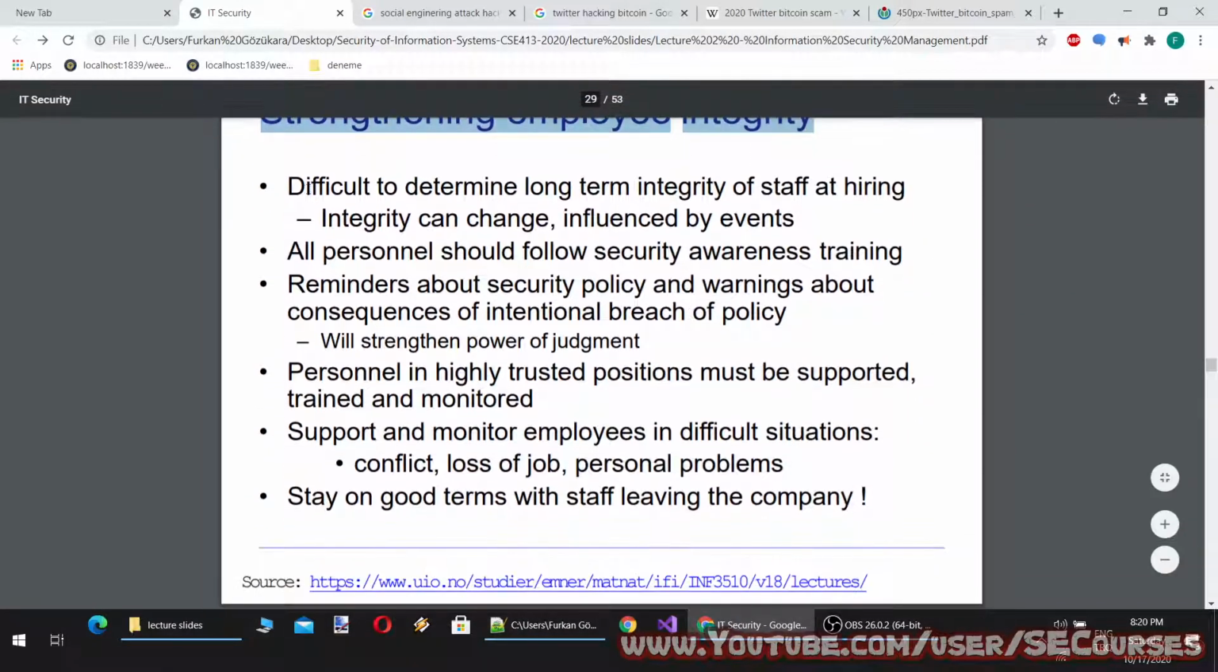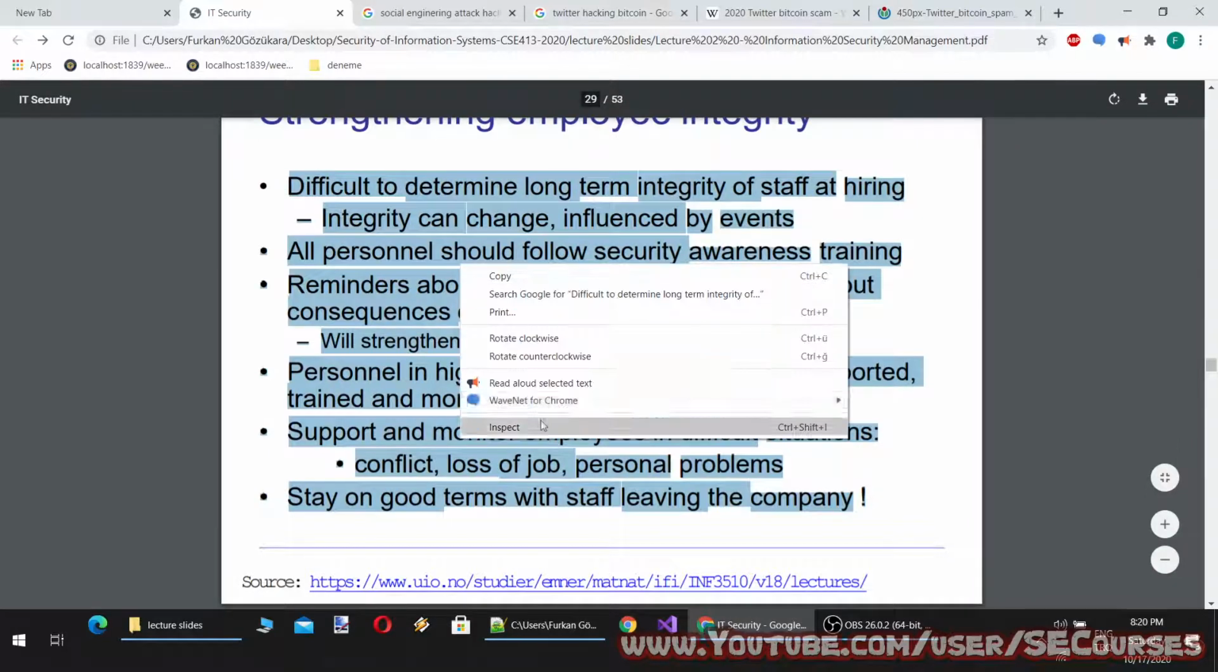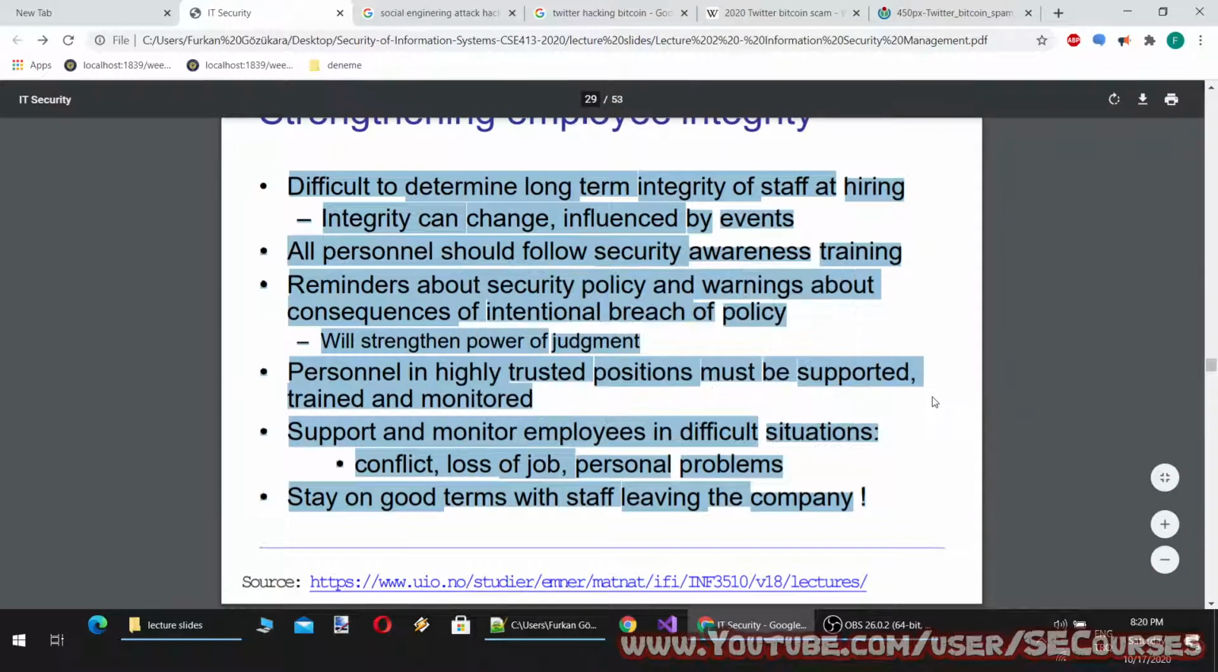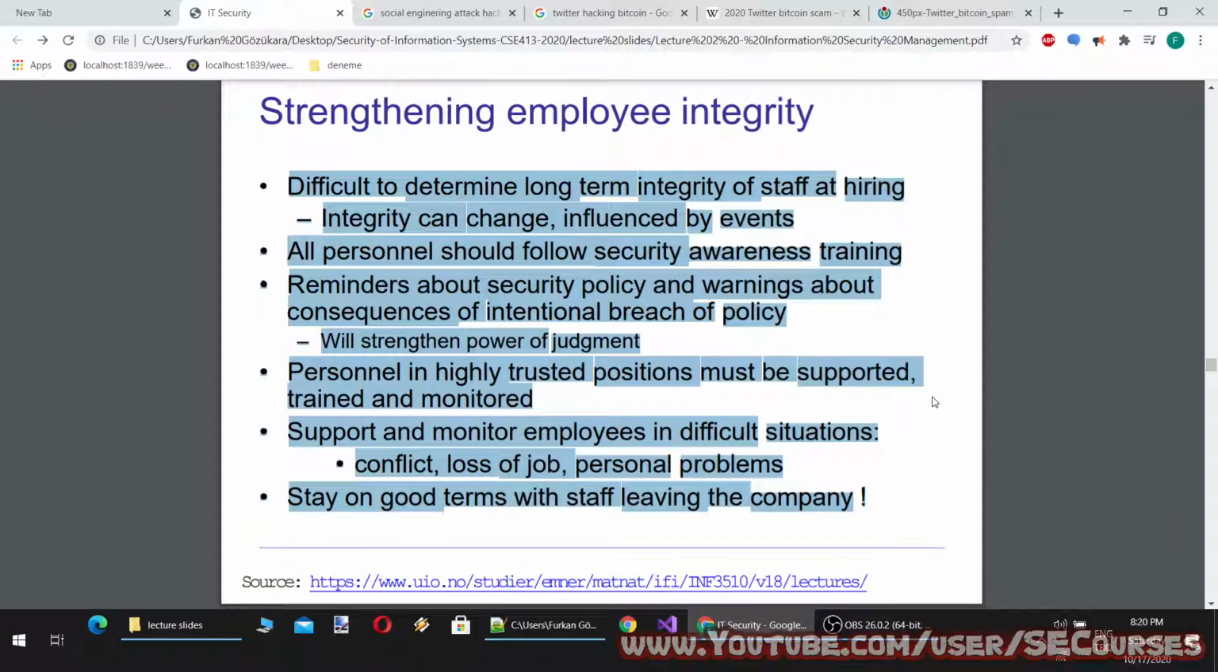Strengthening employee integrity. It is difficult to determine long-term integrity of staff at hiring. Integrity can change, influenced by events. All personnel should follow security awareness training, reminders about security policy and warnings about consequences of intentional breach of policy will strengthen power of judgment.